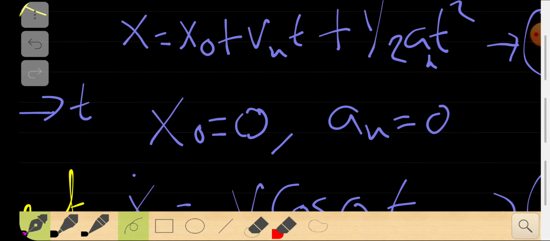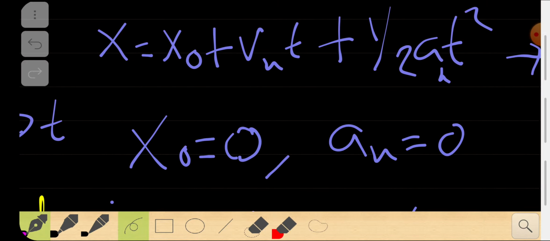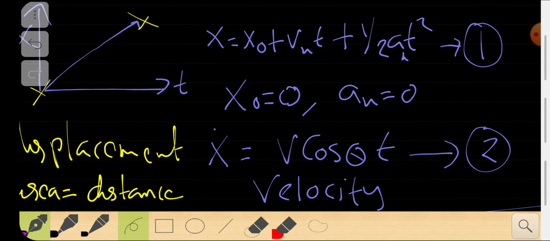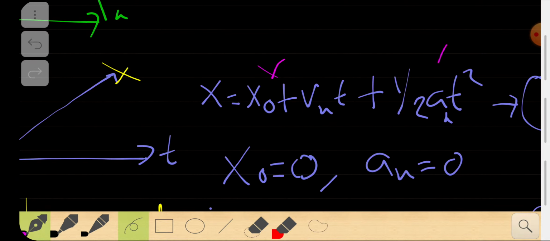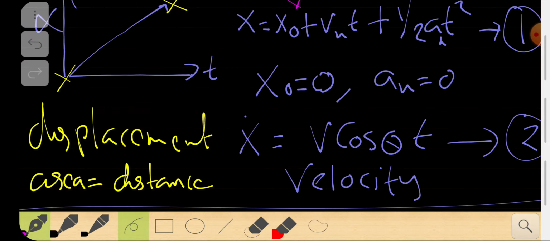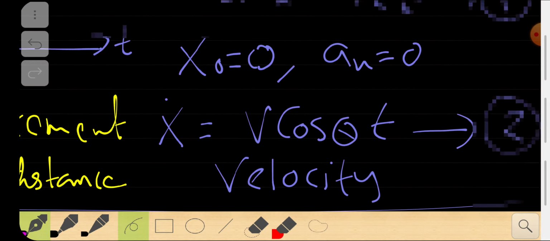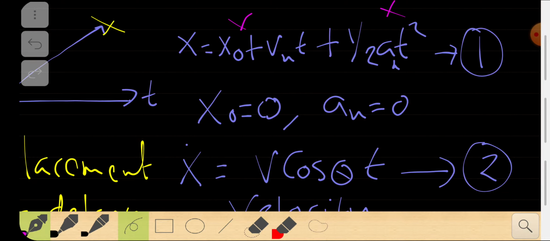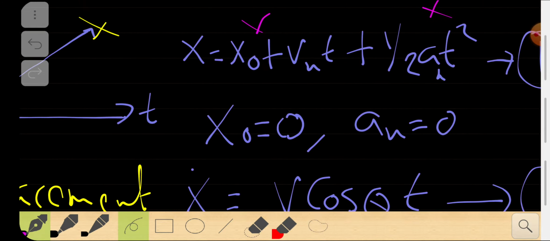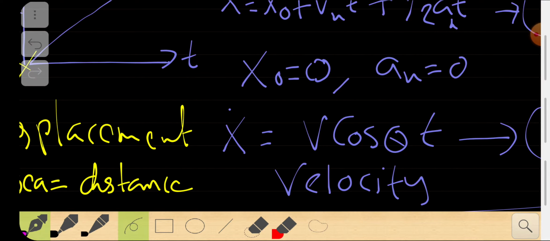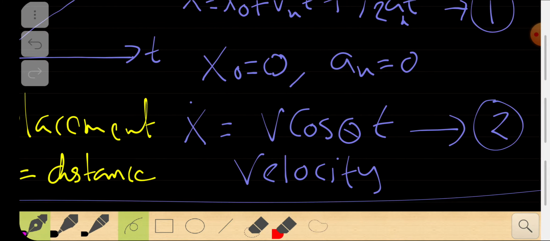So here x0 is equal to 0 and ax equal to 0. So we have found that out, which means we can substitute that back into this equation. The first term and the last term vanish, and we get x equal to vx t. So vx is just v cos theta, right? The first term and the second term vanish, and we get x equal to vx t.